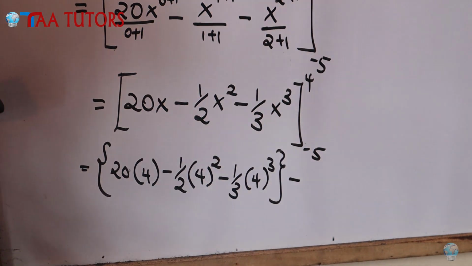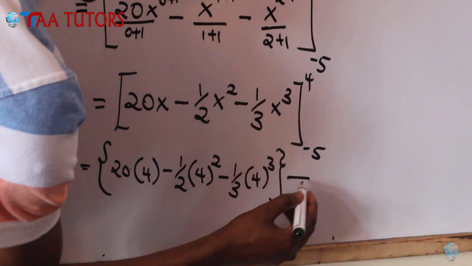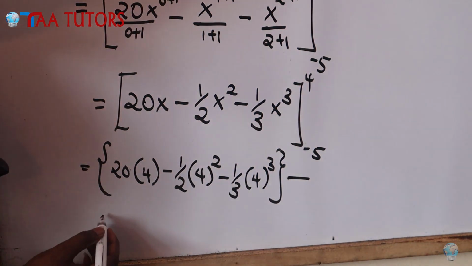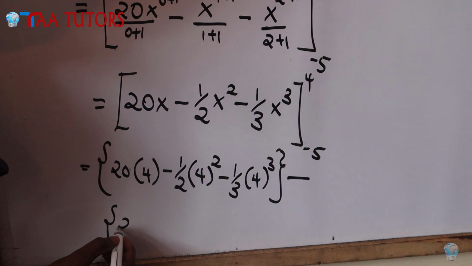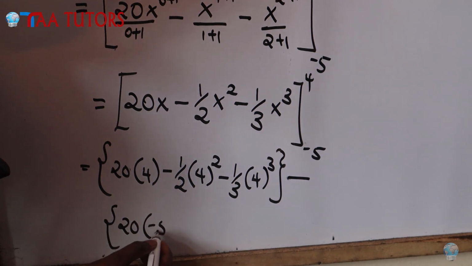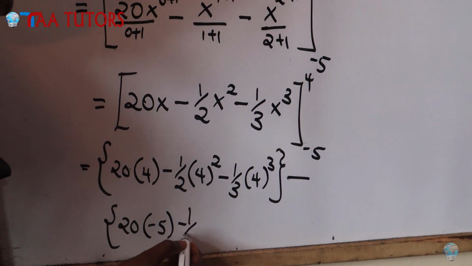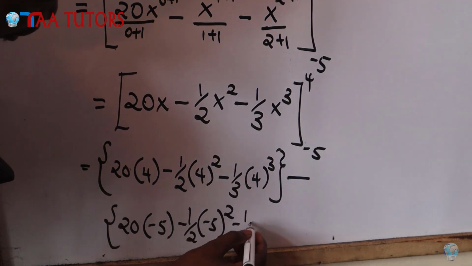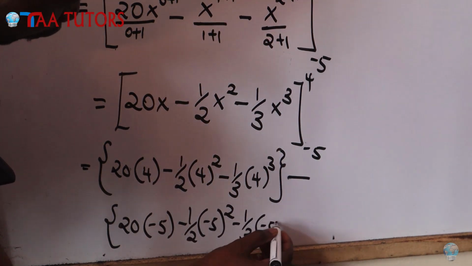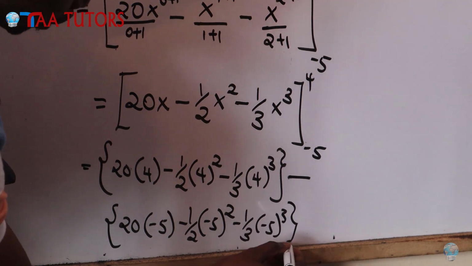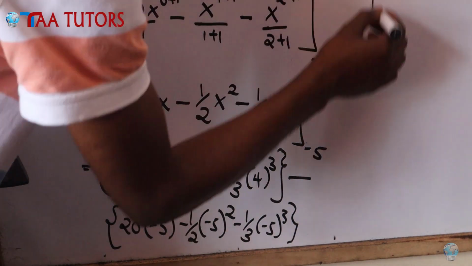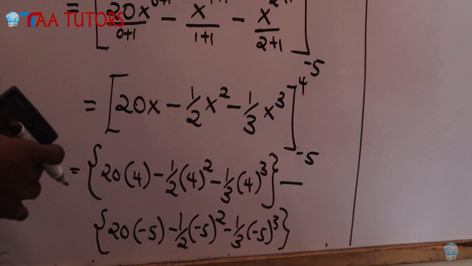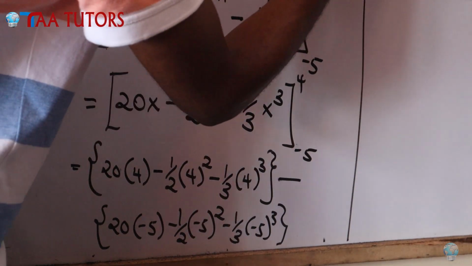minus, I subtract, let me write that other value down here, it will be 20 into negative 5 minus a half into negative 5 squared minus a third into negative 5 cubed, close bracket. Let's come up here. Now 20 times 4 is 80.